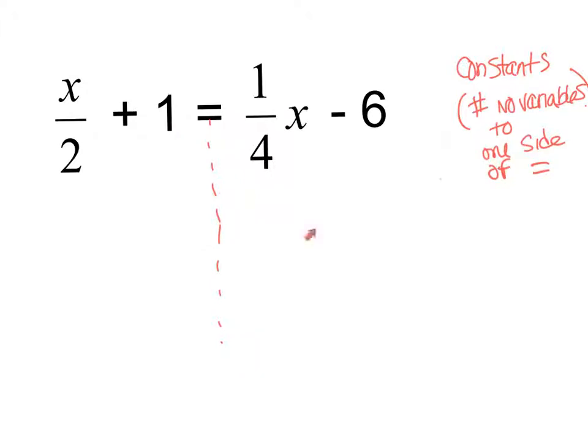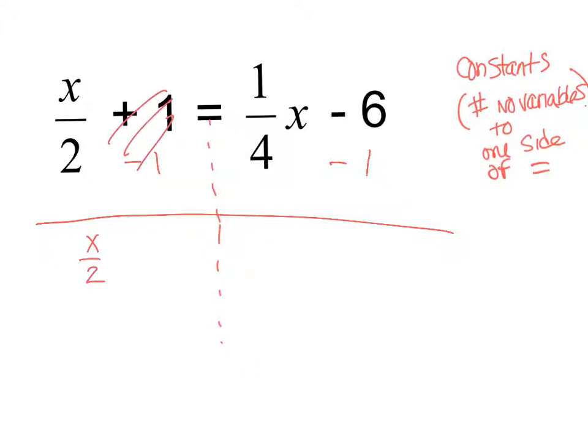If I wanted to bring all the constants to the right-hand side, which of these two has to move? +1. How do I undo a +1? -1. You minus the 1 from both sides. When you do that, this goes away, but you still have x divided by 2 is equal to, you still have 1/4 x. And what's -6 minus 1? -7. You're down 6 and you did go down 1 more.